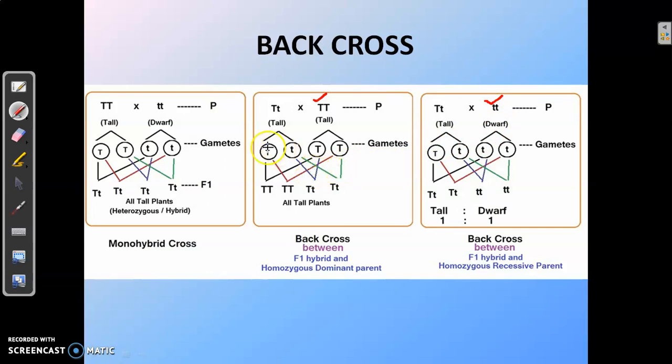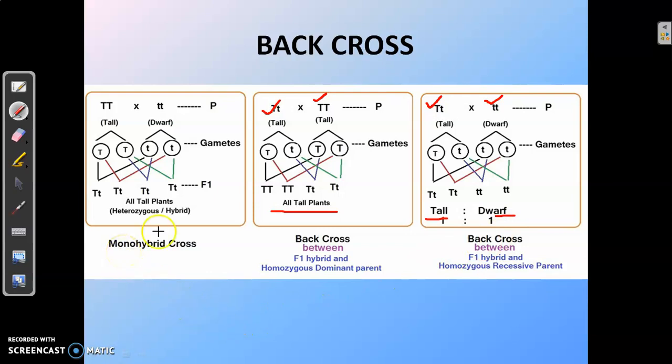In the first case, we can see that when a hybrid tall plant is crossed with its dominant tall parent, all the offspring obtained are tall in nature. In the second cross, we see that when a hybrid F1 tall plant is crossed with a homozygous recessive dwarf parent, then the offspring obtained are tall to dwarf in the ratio 1:1. Now, why is this difference?